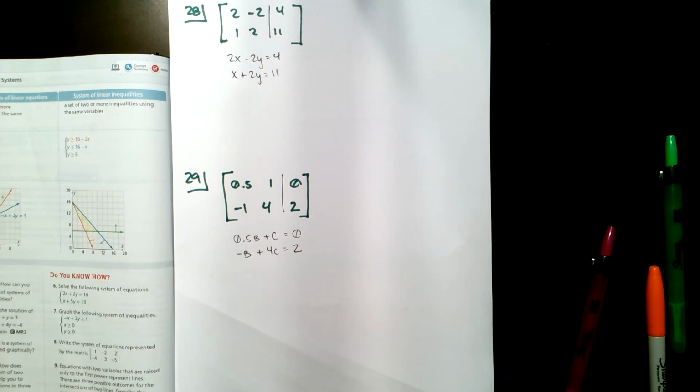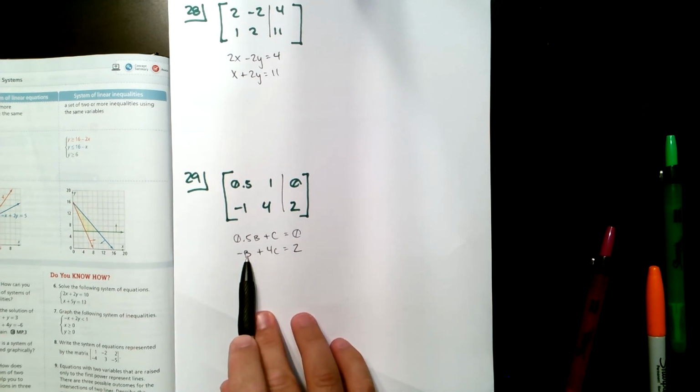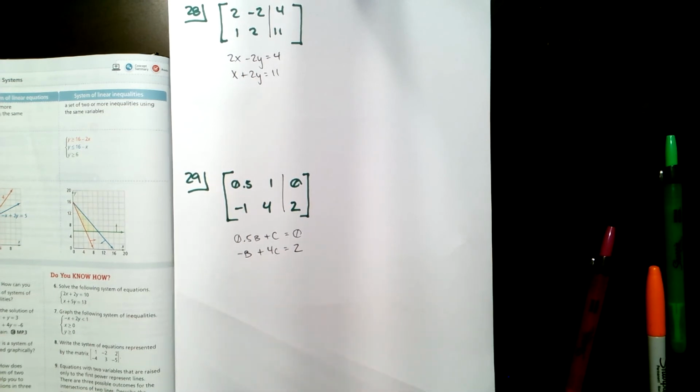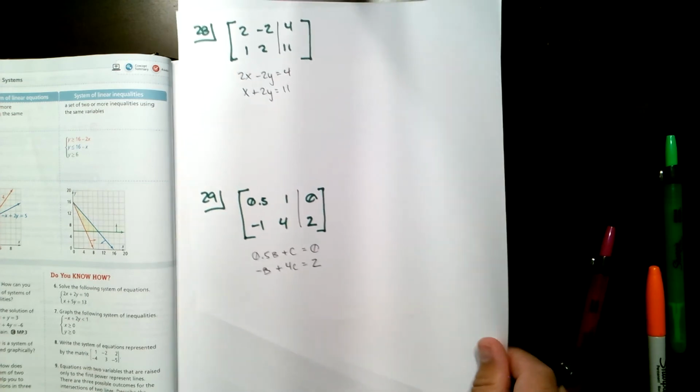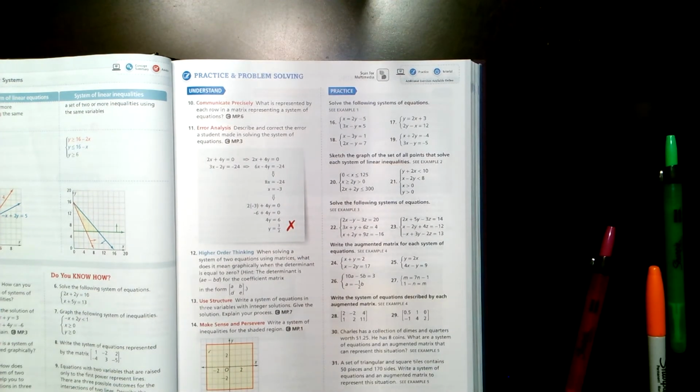So this is 0.5b plus c equals 0. And this is negative b plus 4c equals 2. It doesn't really matter which variables you use, just as long as they're in standard form, like they go in order. So if I use something like A and F, A would come first, F would come second.